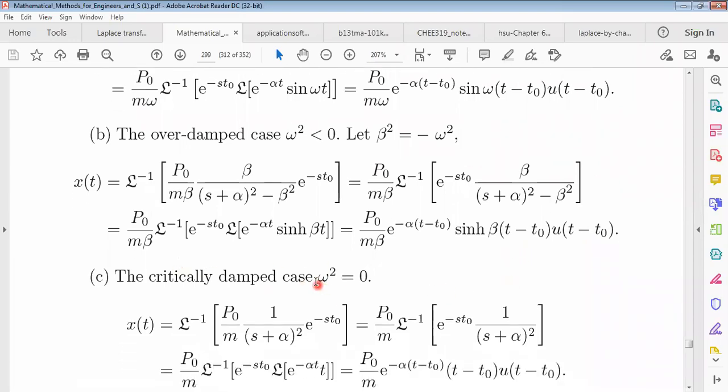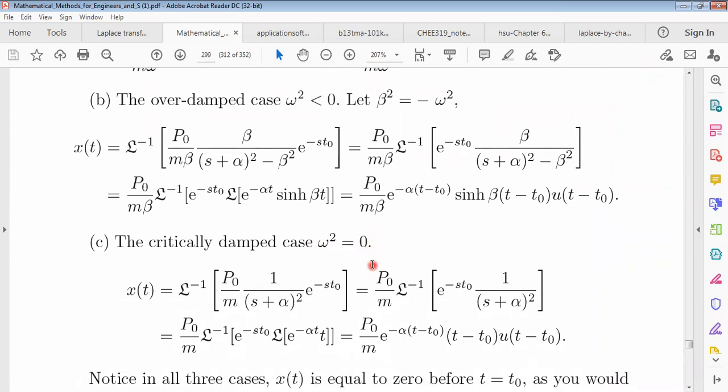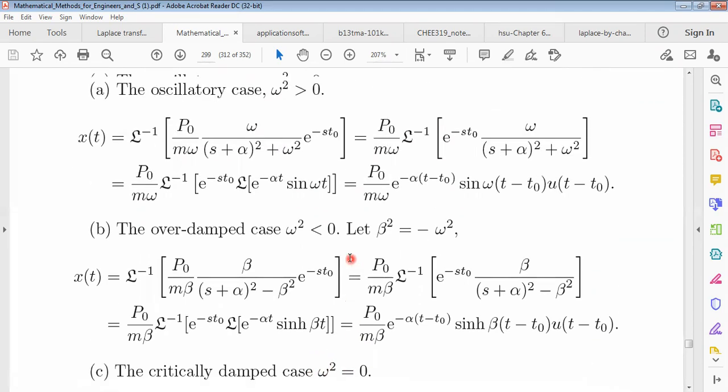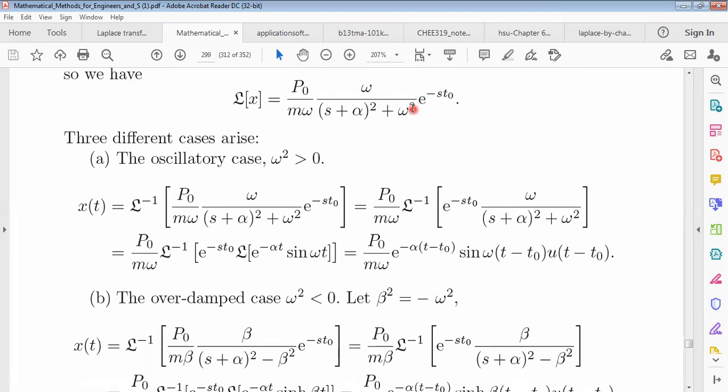Now the critically damped case, when omega square equals 0. So there are actually three conditions: when omega square is greater than 0, when omega square is less than 0, that means negative, and when omega square equals 0, then there will be no damping. So x of t equals the inverse Laplace transformation of this, because omega square equals 0.